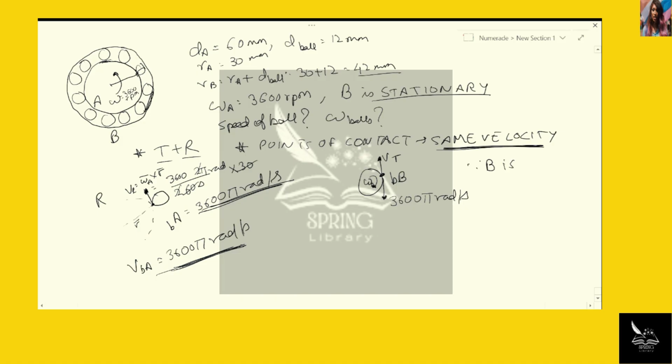So since B is stationary, 3600 pi radians per second has to equal Vt. So this is the speed of the ball by which it's moving up or down. So this is the speed of the ball.